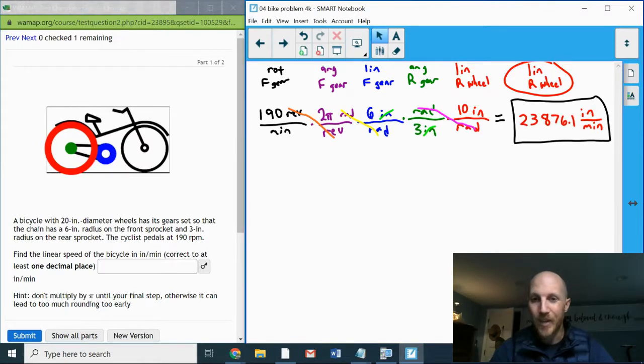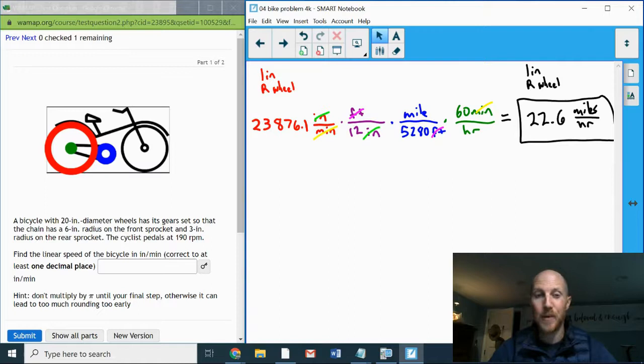Lastly, I know that same angular speed of the rear gear is conserved and passed to the rear wheel, and so I can convert that angular speed into a linear speed of the rear wheel by simply multiplying by the size of the radius of the rear wheel. And that sends me back to a linear speed. Final answer, 23,876.1 inches per minute. It's kind of a ridiculous measurement. That's a lot of inches every minute. Inches probably not the most appropriate unit.